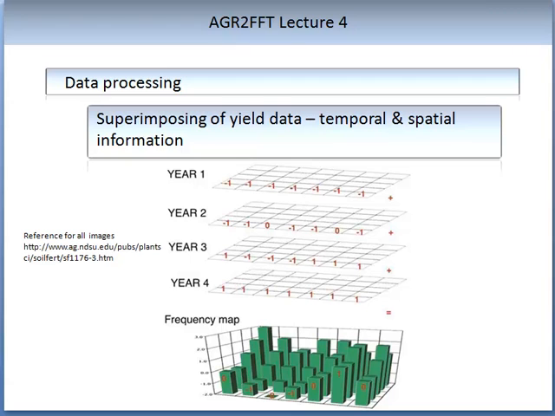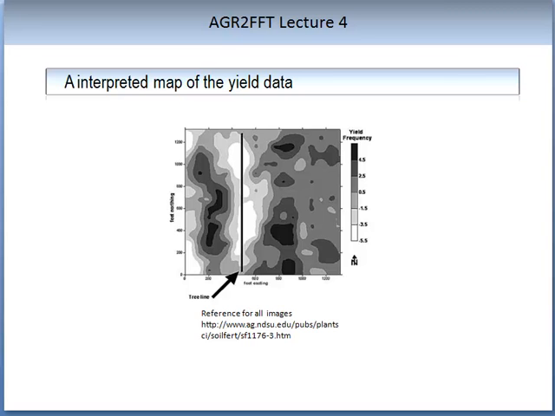Data can be processed and used in many ways. Here is an example of 4 years' worth of yield data that has been superimposed. The result of this data manipulation and processing is that you are able to obtain both temporal and spatial information at one time. On the slide you will see an interpreted map of the yield data. This is the format we commonly see in agriculture for the yield data. The dark areas in black are associated with high yield frequencies, while the lighter colours in white are associated with very low yield frequency.